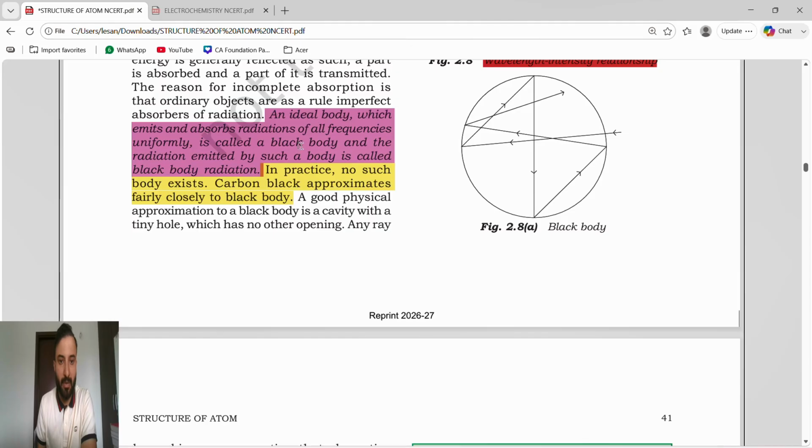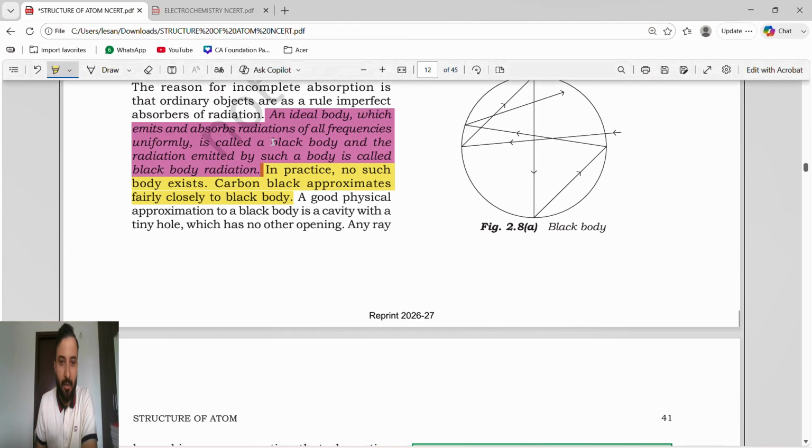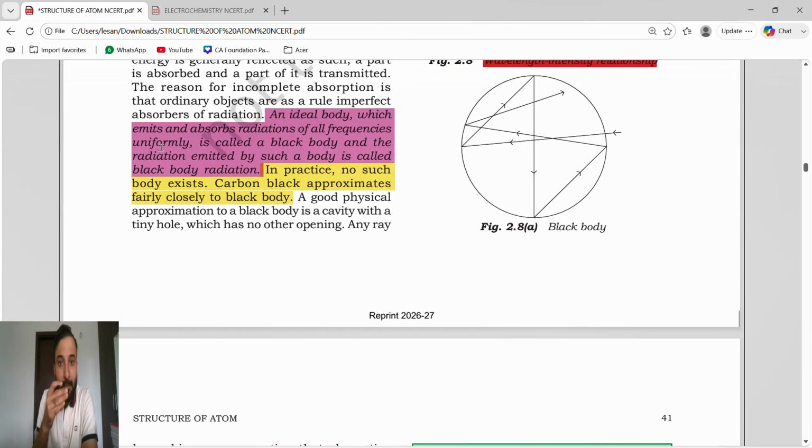This is important. This pink color and yellow color is important. This pink color is what? Ideal gas. And ideal gas means perfect, sorry, ideal body. Sorry guys, sorry. Ideal body. Ideal body is nothing but a perfect body. So an ideal body which emits and absorbs radiation of all frequency is called black body.